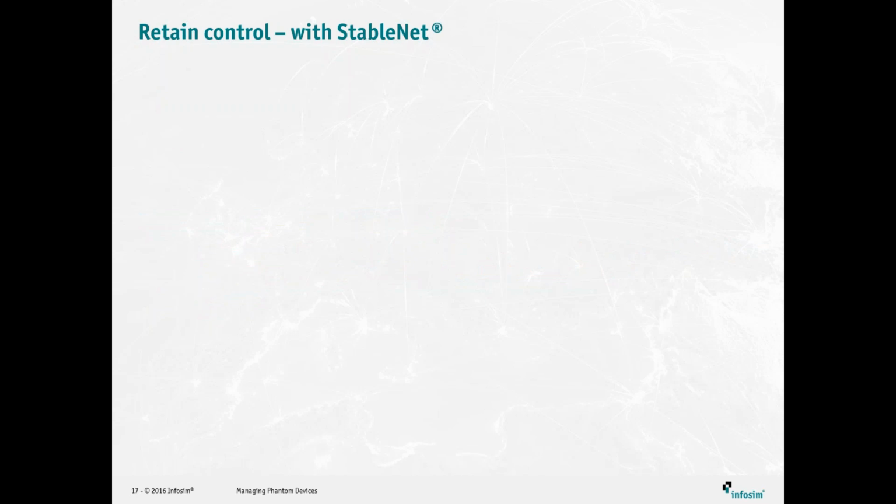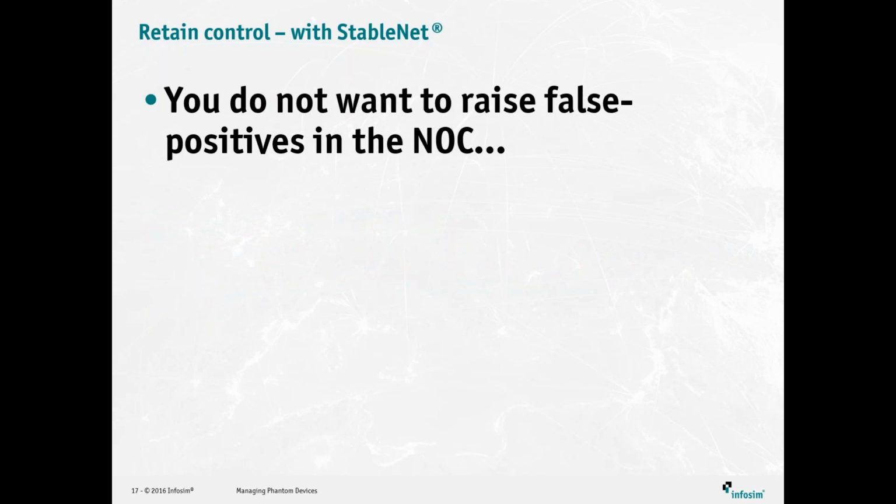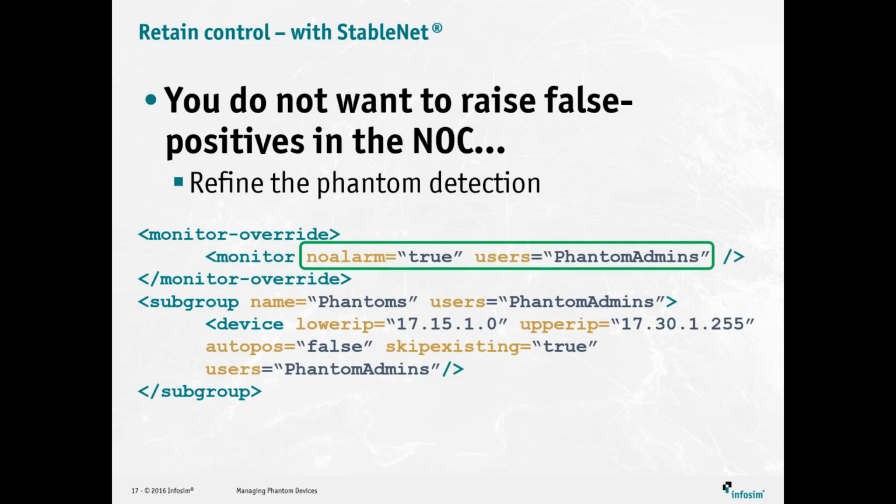So a very easy approach, but what we did not cover here is that you do not want to raise false positives in the NOC. So we will refine this phantom detection a little more so that we specify that we do not want to alarm for the following devices, and that we apply a user configuration so that we specify that only the phantom admins in this case can even see those devices, and that the normal NOC user is not disturbed by the phantom detection that runs in parallel to the daily business.